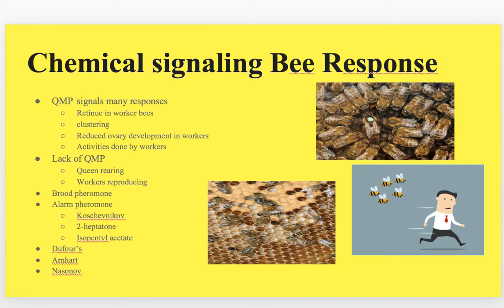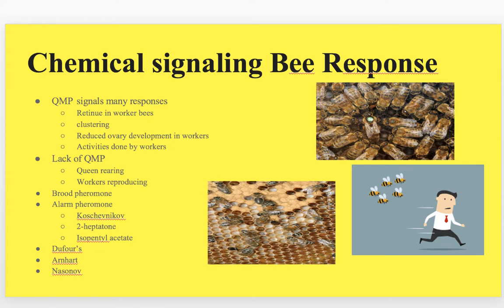Lack of queen mandibular pheromone results in queen rearing cells made by the workers, and workers will also try to lay their own unfertilized eggs. Brood pheromone is also responsible for reduced ovary development in worker bees, along with encouragement of foraging. Alarm pheromone: the Koschevnikov and sting gland are responsible for the production of isopentyl acetate, which is the chemical that is released when a bee stings another organism that is not a honeybee.